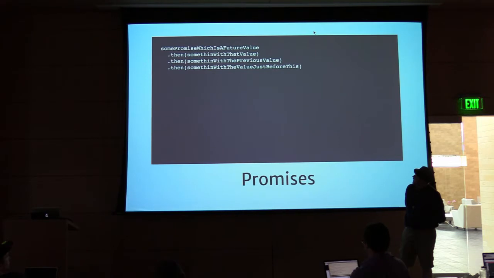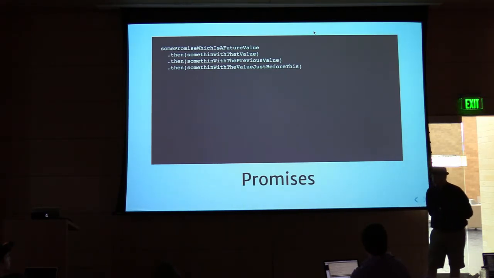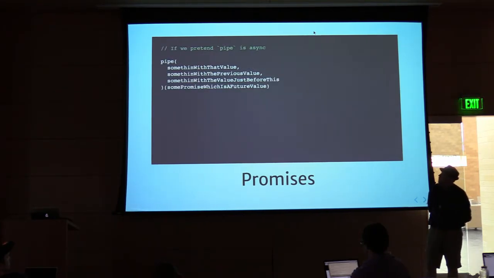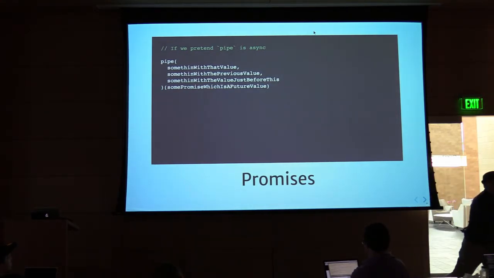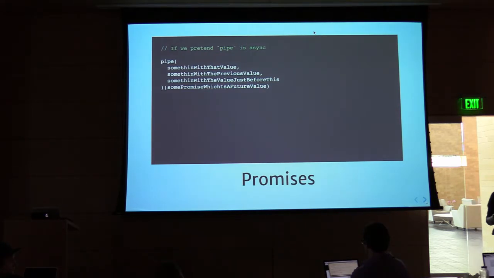So promises can be thought of as asynchronous function compositions, much like the Express example. If we pretend pipe and compose were asynchronous, it would look something like this. This is pseudocode, but conceptually, this is what's happening. You can easily write a pipe function that can handle async, especially with the async await shenanigans going on these days.